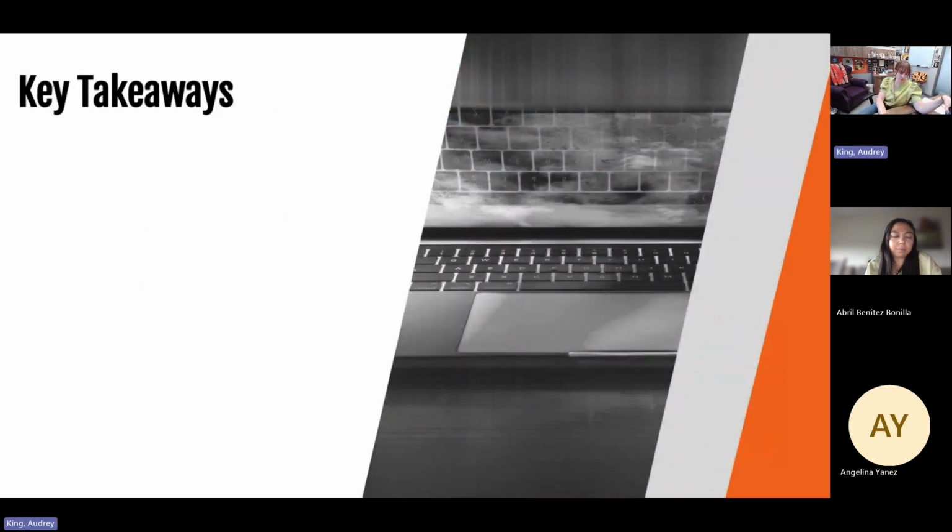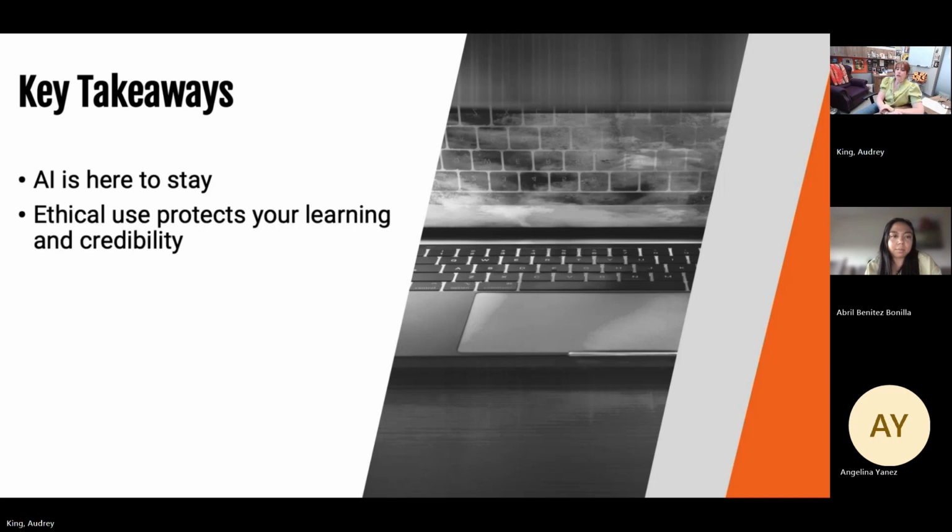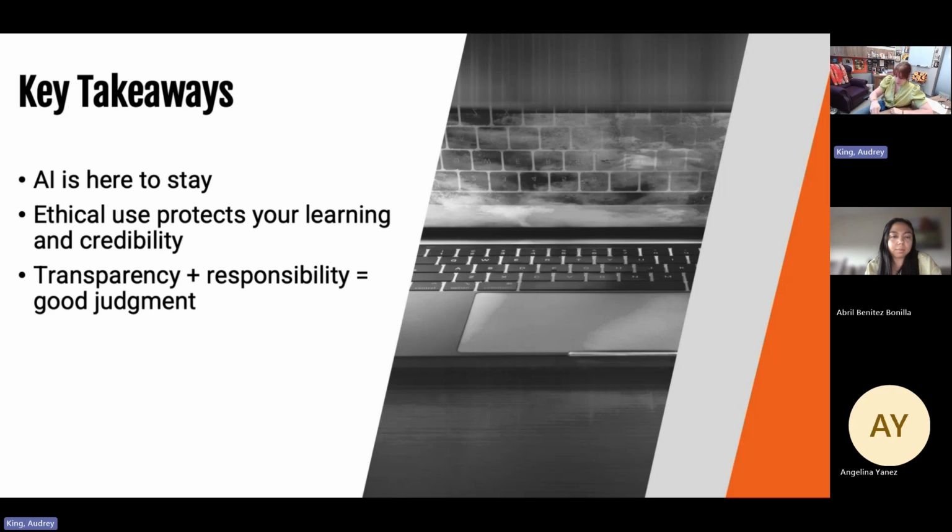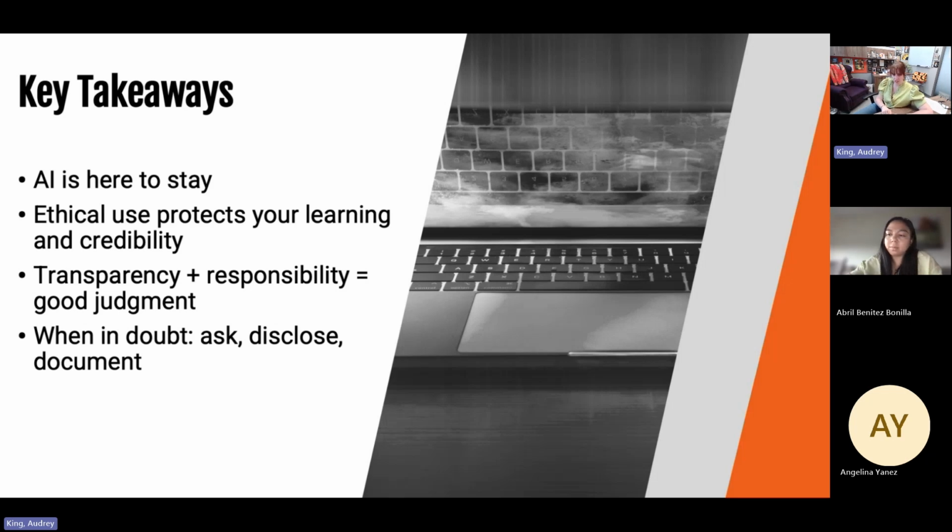So at the end of the day, this is what I would like you to take away. AI isn't going anywhere. Our biggest companies are requiring that people use AI. There's going to be people that expect you to walk into the workforce very prepared to use AI and turn the whole company on its head by using AI. Ethical use really protects your learning and your credibility and lets you be this really functional person out in the world. And being transparent and responsible with your use is really this idea of good judgment and good ethics. So when in doubt, ask, disclose, and document your use of AI, and you're going to feel better about those things ultimately, I think.